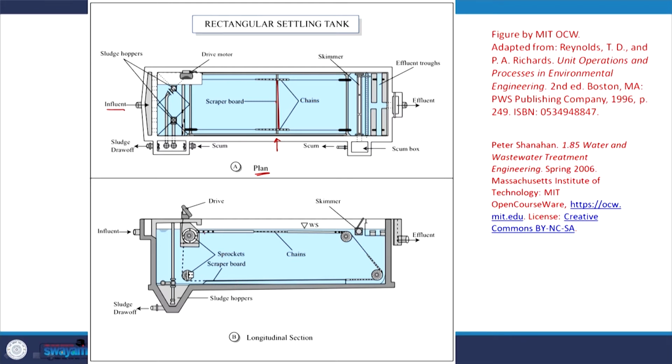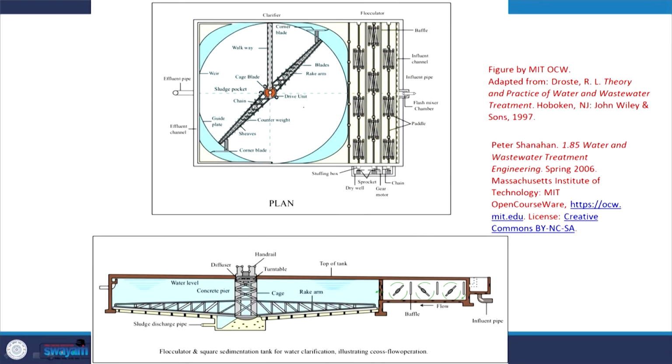So what's going to happen? These chains moving in this direction will scrape the sludge at the bottom and bring it down here, right? So that's what you see. And maintaining these kinds of scrapers is always an issue. So people typically go for these rotating or circular types of scrapers, let's say.